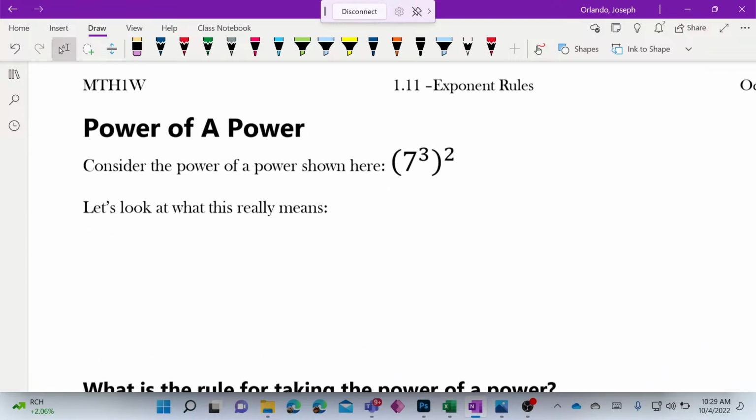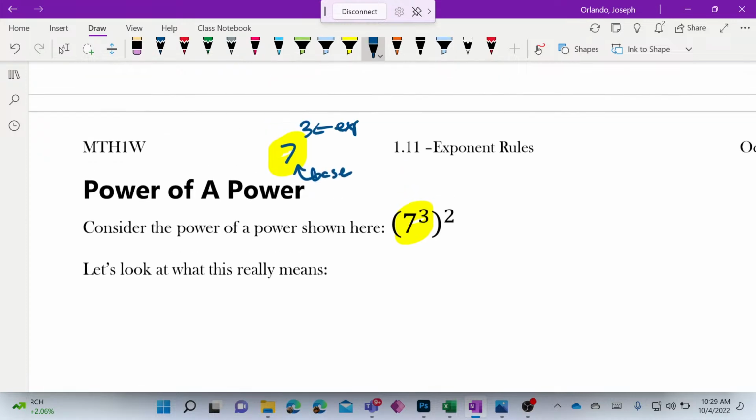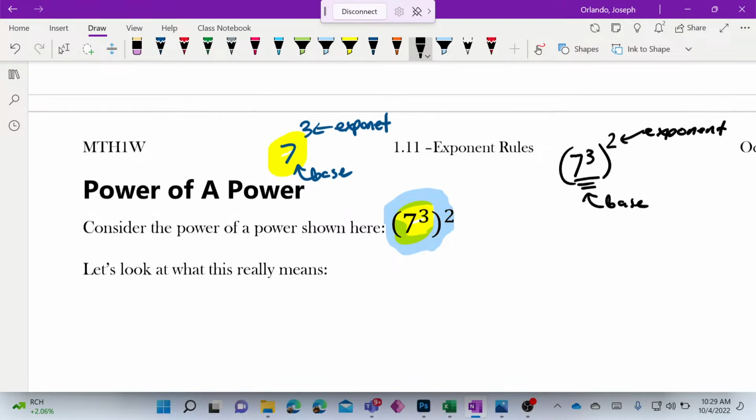Oh no, what's this? Painful to my eyes. Brackets. Oh man, this is a power, and in this power, we have 7 as the base. And what's the exponent? 3 is the exponent. Cool. But we actually have a second power here, which is the big one. For the big power, we have 7 to the 3, and that whole thing is the base. And then what's the exponent? 2.